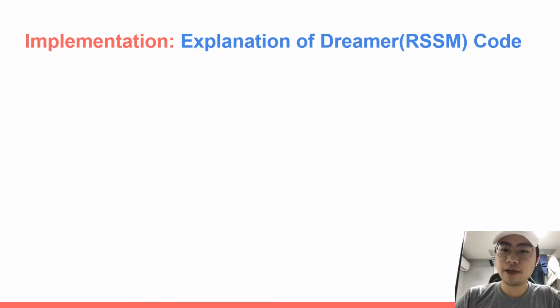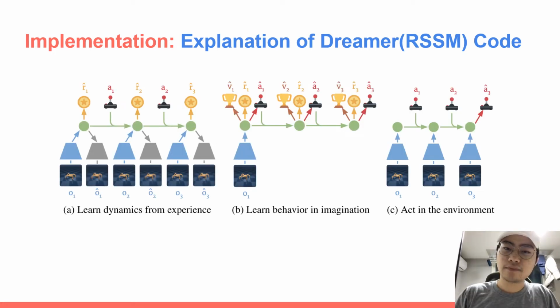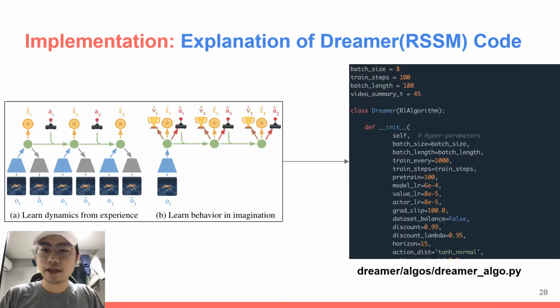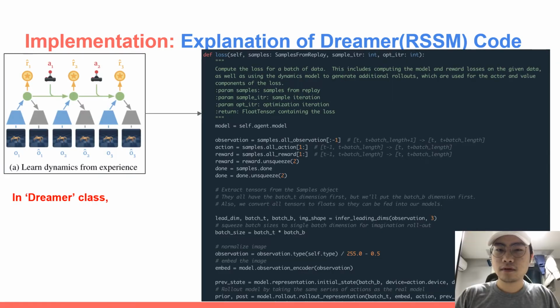Now, let me explain the Dreamer code step by step. As mentioned in the previous paper review, Dreamer has 3 steps. The first step and second step, learning dynamics from experience and learning behaviors in imagination, are done in the Dreamer class. In the Dreamer class, there is a code where the loss is defined.